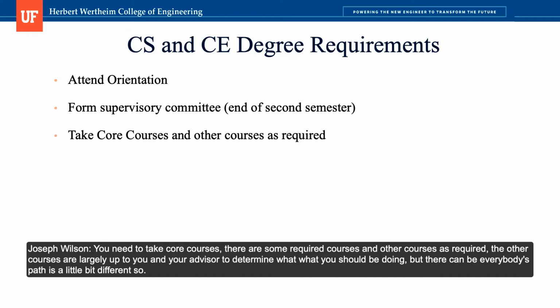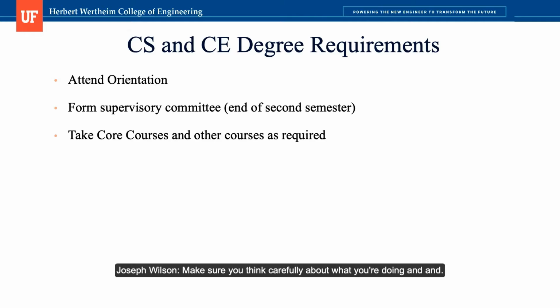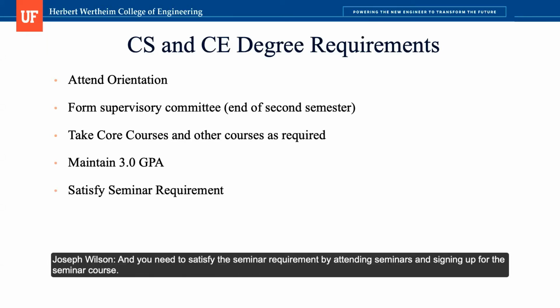You need to take core courses. There are some required courses and other courses as required. The other courses are largely up to you and your advisor to determine what you should be doing. Everybody's path is a little bit different, so make sure you think carefully about what you're doing and you'll be okay. You need to maintain a 3.0 GPA. And you need to satisfy the seminar requirement by attending seminars and signing up for the seminar course.